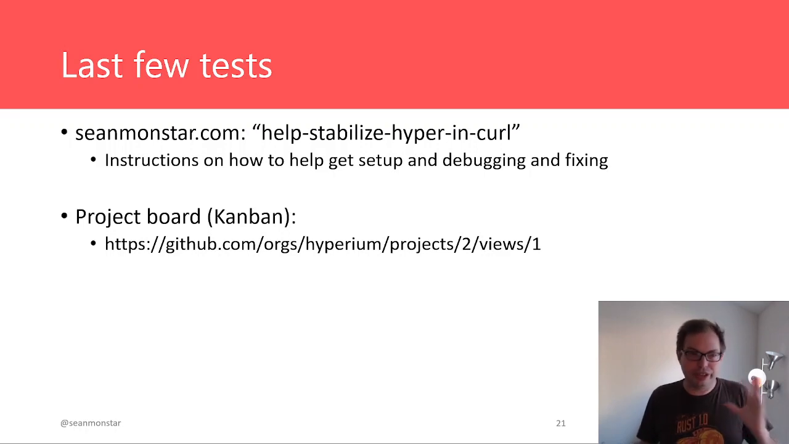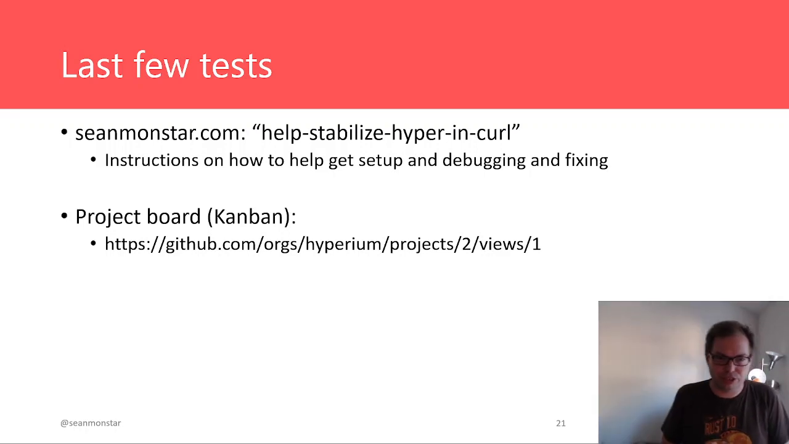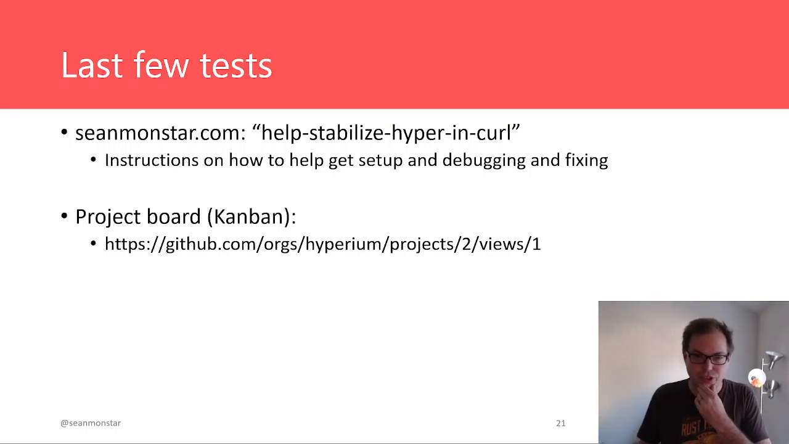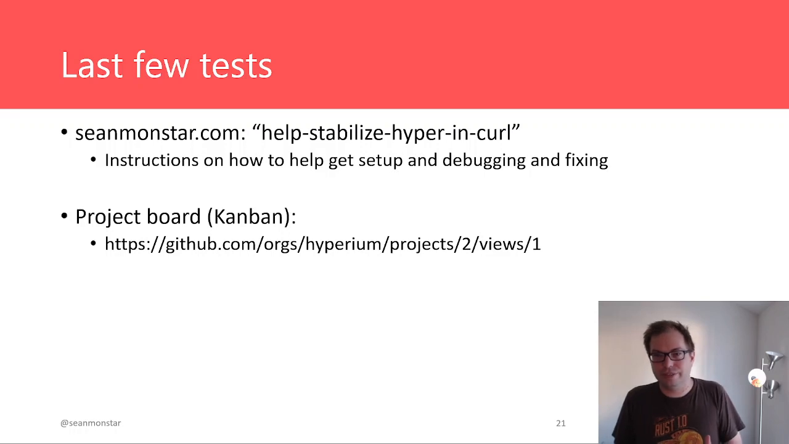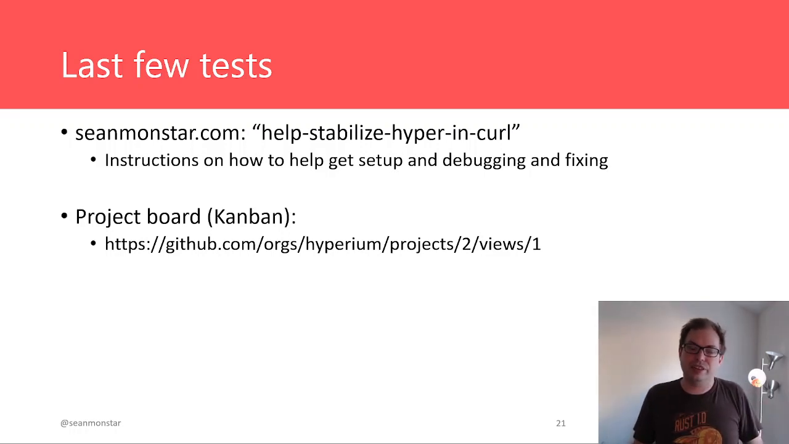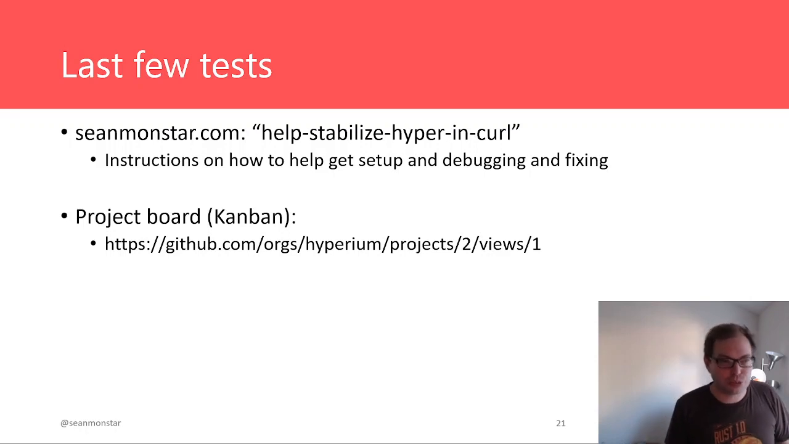I wrote up a guide on SeanMonster.com. If you search for this phrase, help stabilize Hyper and curl, you'll find it. It has instructions on how to set up your environment, how to build curl so that it uses Hyper, and then how to select a test and debug it. How to enable logs, and then ideally you could do this yourself and then file a bug report explaining why this test doesn't work.